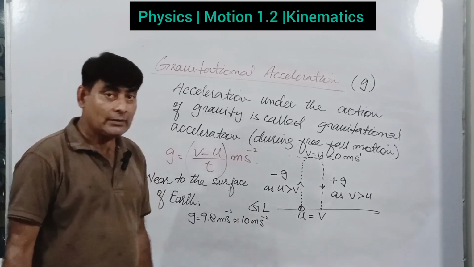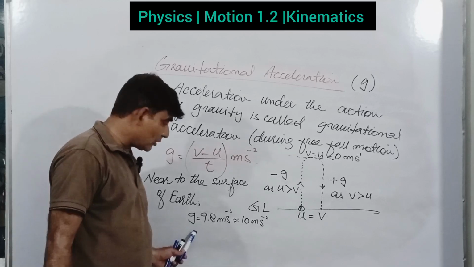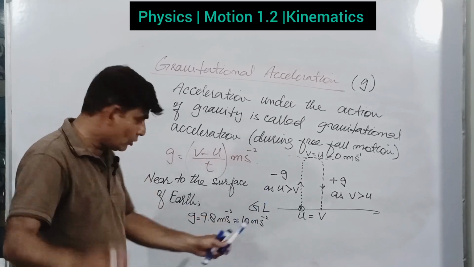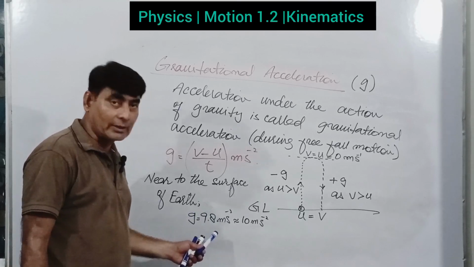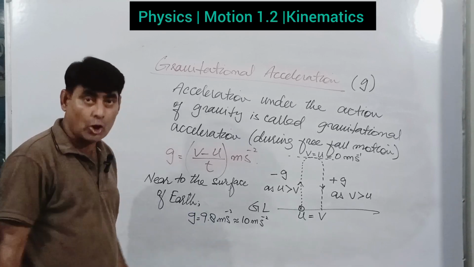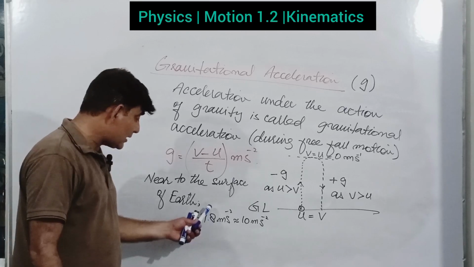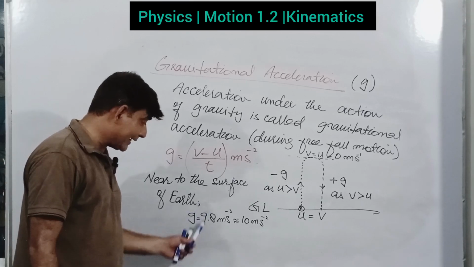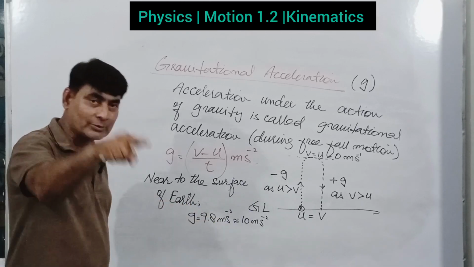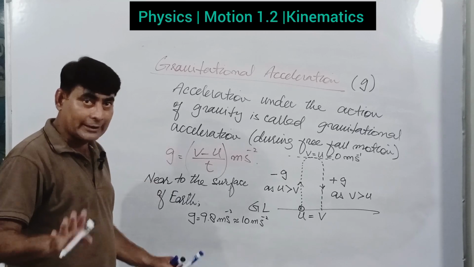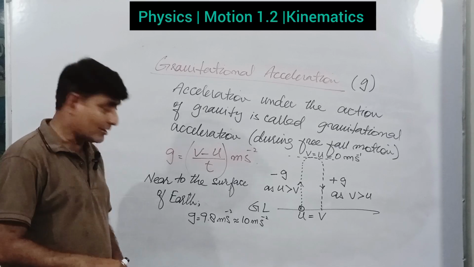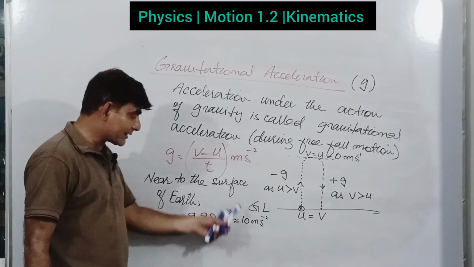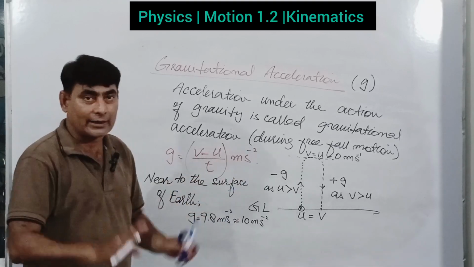So if it is not given, take a value of g as 10 meter per second square. Or if it is given as 9.8, you must use that one. But if it is not given, see the title page of your copy. There must be a value of g, 9.8 or 10. Whatever is given, you must use it. It must be given either on the title page or in the question. So the value of g is 9.8 meter per second square or 10 meter per second square.